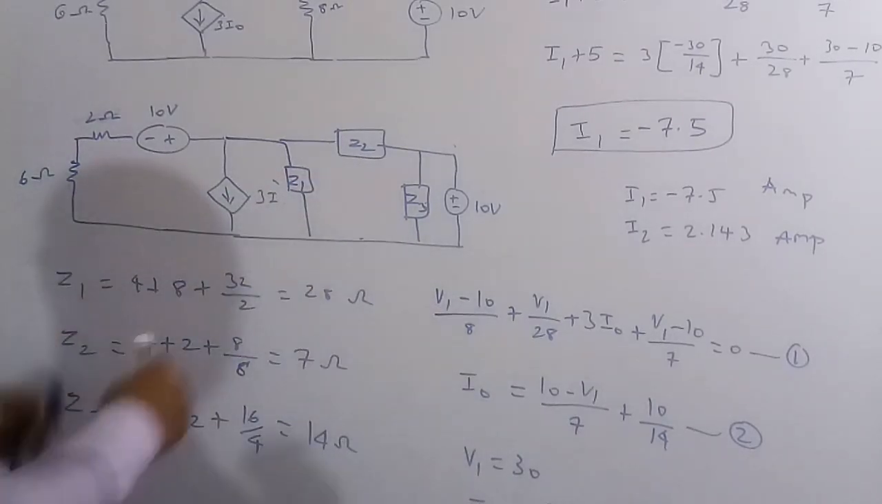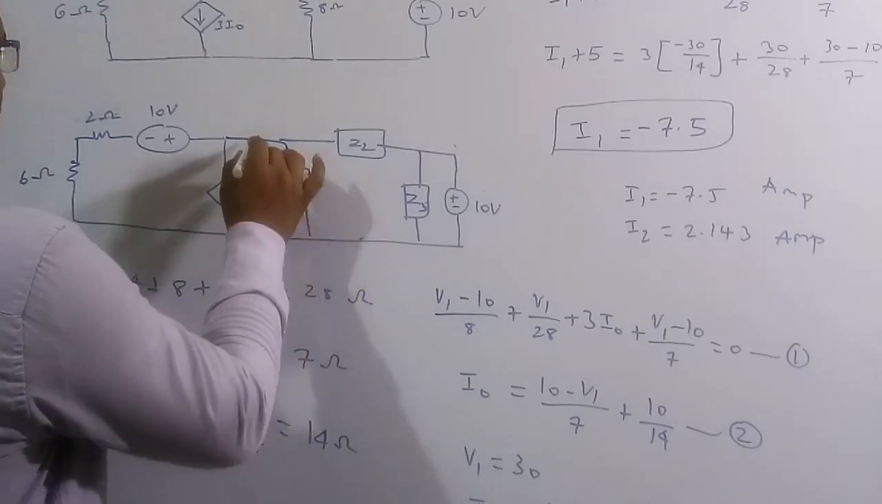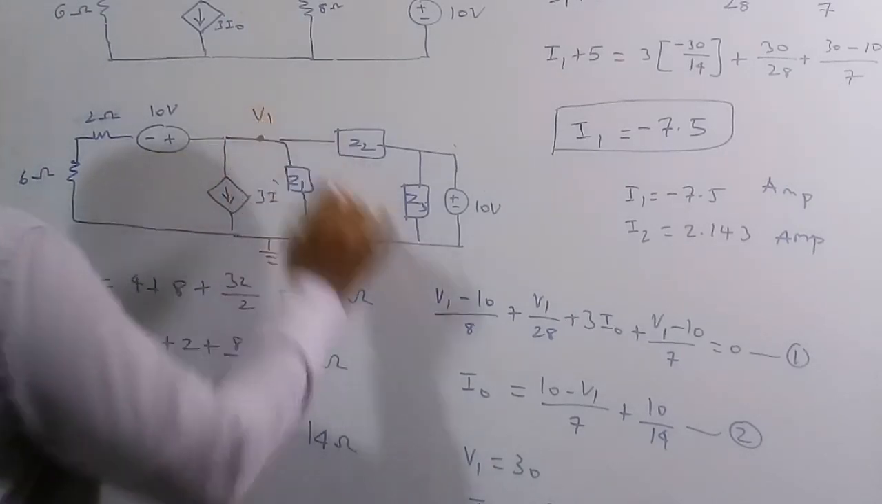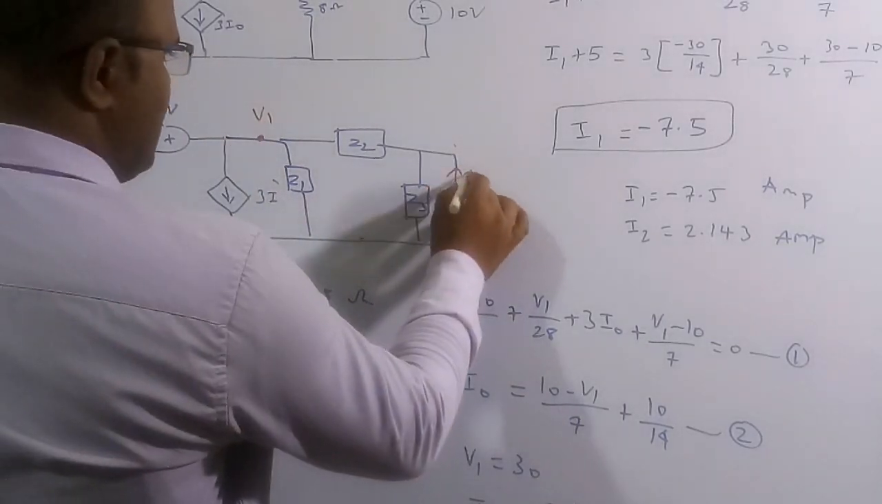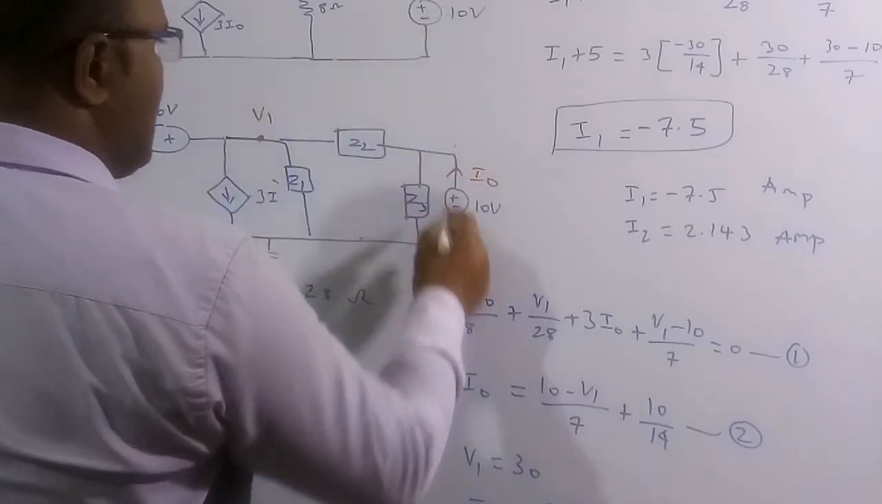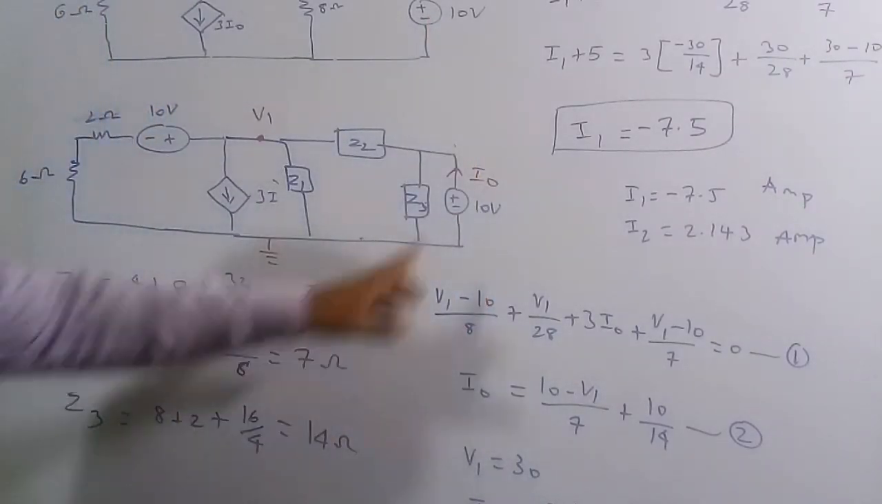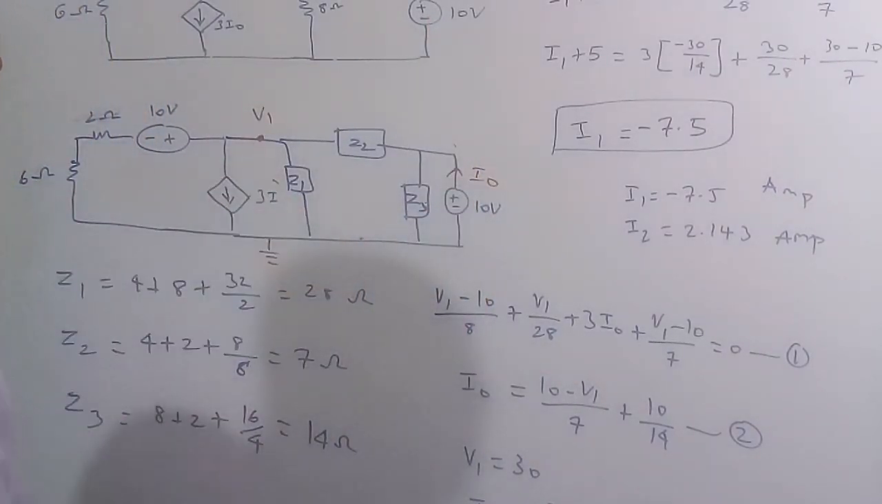Now I am going to assume this as a reference node, and I am going to assume this as some voltage V1. I want to know the value of this V1. The current in this branch is I0, going upward of this voltage source. So this is I0, and now I want to know the value of V1.